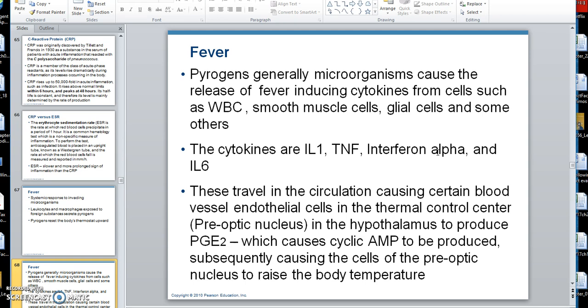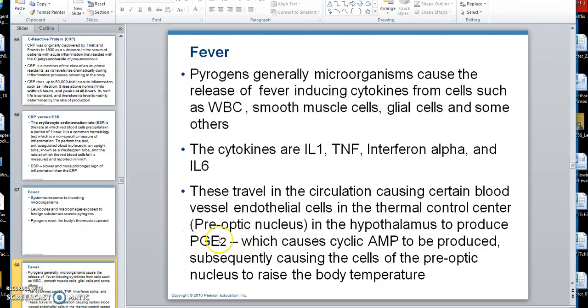So the pyrogen gets into the body. The pyrogen causes cells to secrete cytokines. The cytokines leak out and get into the circulation. When they leak out and get to the circulation, they go all over the body. Some will go through the circulation through the preoptic nucleus. When they go through the preoptic nucleus in the hypothalamus, they produce a prostaglandin.